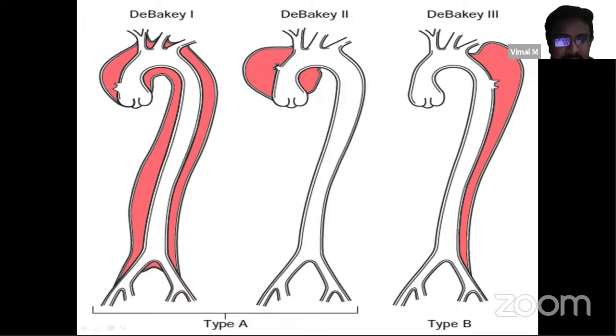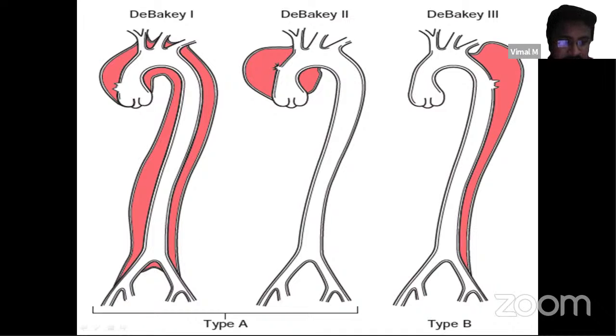What does Type A stand for? Type A stands for involvement of the ascending aorta, irrespective of the descending aorta involvement. So Type A includes DeBakey 1 and DeBakey 2, because the ascending aorta is involved in both. And DeBakey 3, that is Type B, involves only the descending aorta.